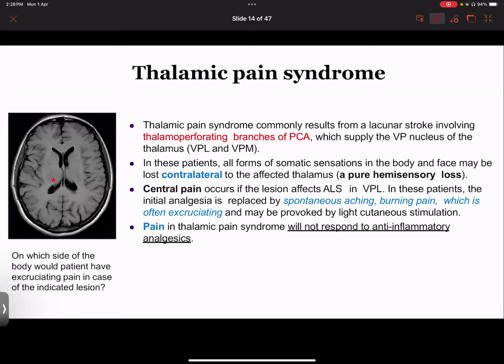So we basically have a lacunar stroke, usually in the thalamo-perforating branches of the PCA. It's going to affect the VPL, VPM. So it's going to affect the somatosensation of the contralateral side. So, let's say we have the stroke in the left side. The right side somatosensation is gone. And if it affects the ALS, we're going to have this excruciating pain, and it's not going to respond to any anti-inflammatory.